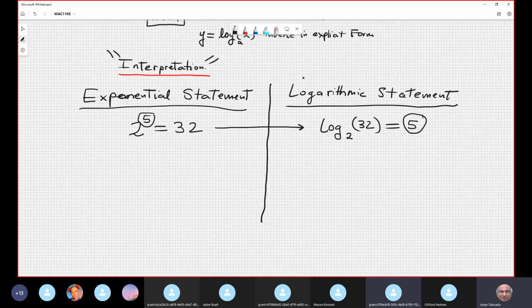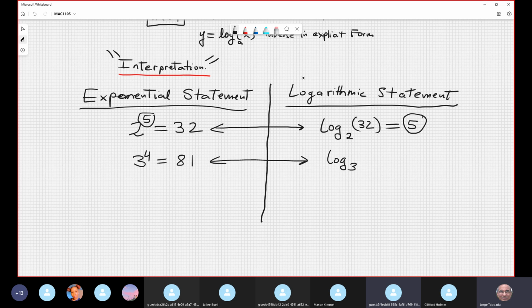Suppose another example. Suppose 3 to the 4th power is equal to 81. This is again an exponential statement, because 3 times 3 is 9, 9 times 3 is 27, and 27 times 3 is 81. Perfect, no problem. I put a double arrow because we can go in either direction. And you put the magic word log.